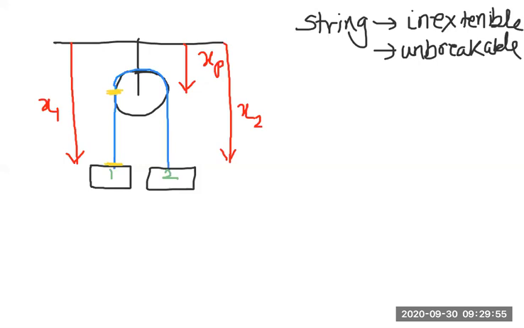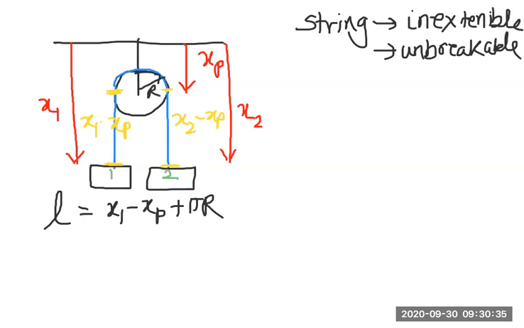Now, we are only measuring, so this distance should be x1 minus xp, and from this yellow dot to this yellow dot, this distance must be x2 minus xp, right? So therefore, I can write the length of the string is equal to x1 minus xp plus pi r, which is the length of the string which is wrapped around the pulley, right? Plus x2 minus xp.